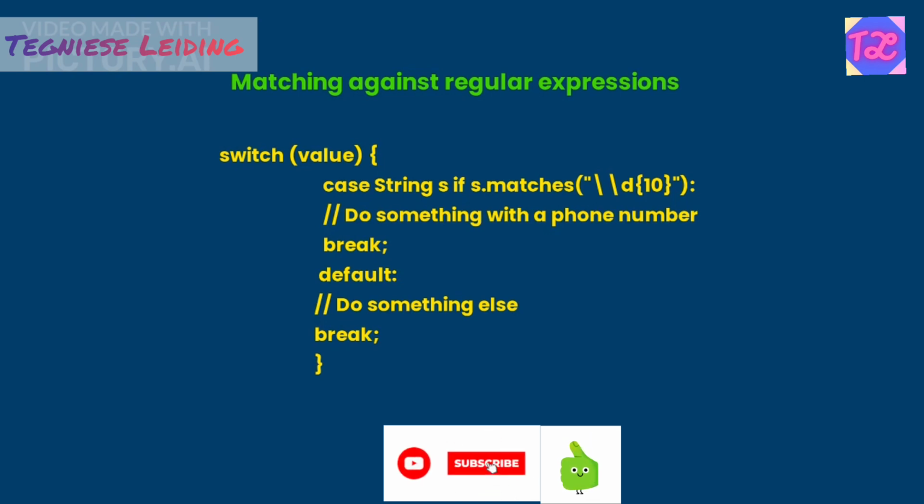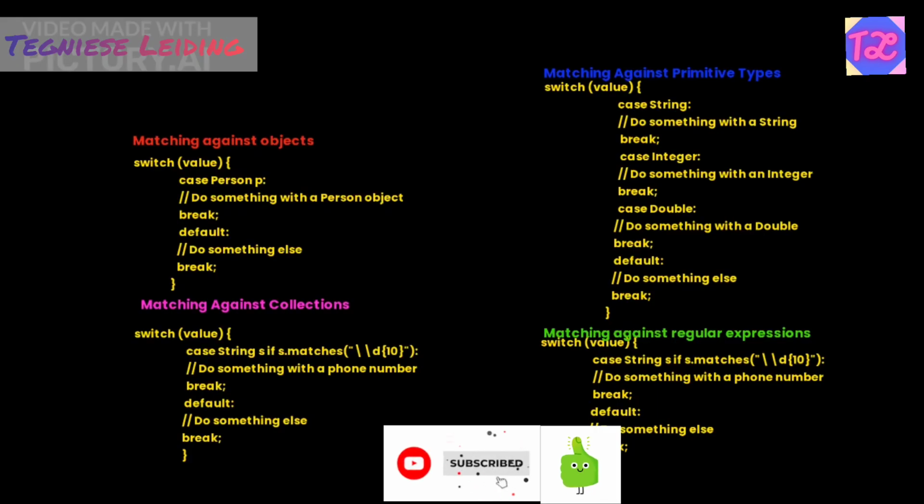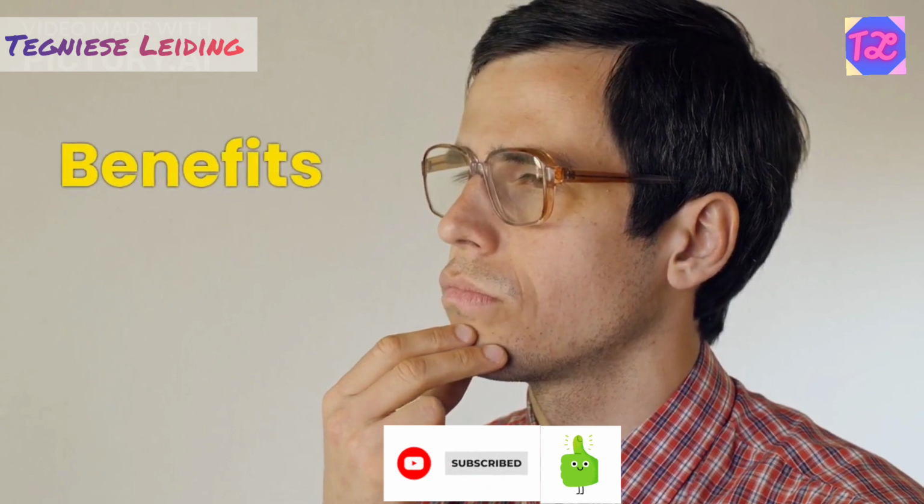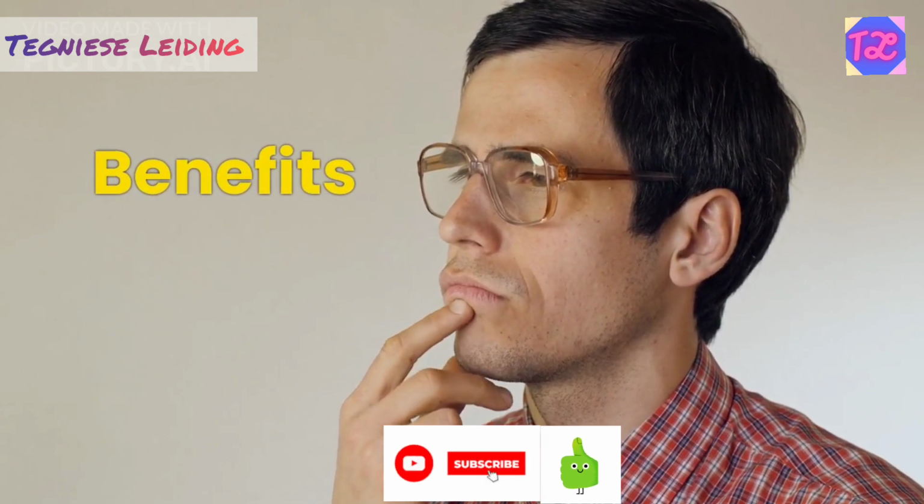Matching against regular expressions: you can also use pattern matching to match values that match a certain regular expression. For example, the following code uses pattern matching to match the value of a variable against a regular expression that matches a phone number. These are just a few examples of how to use pattern matching in switch statements. There are many other ways to use pattern matching in Java code. Now the question is, what are the benefits of using pattern matching in switch statements?